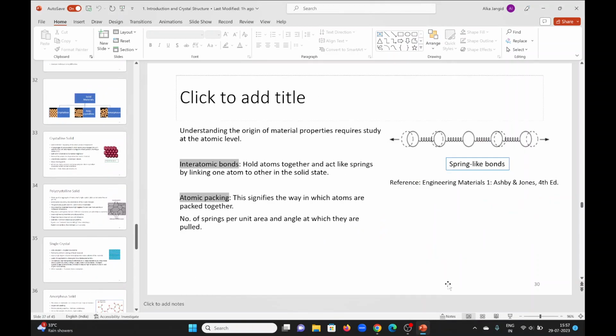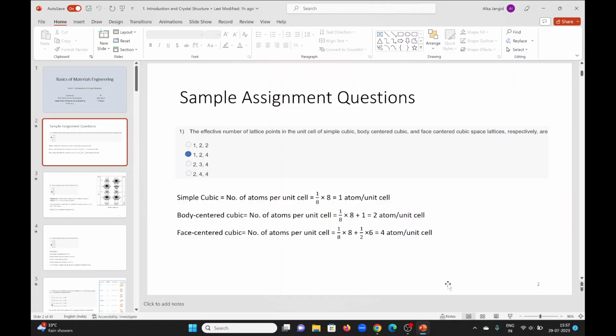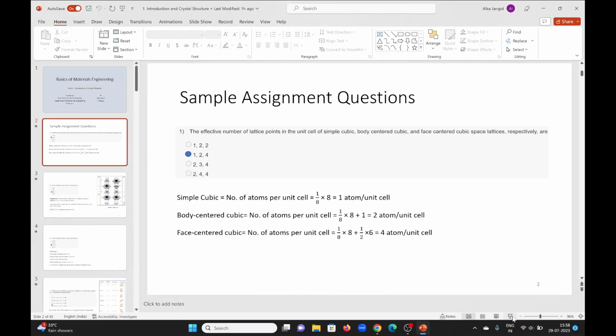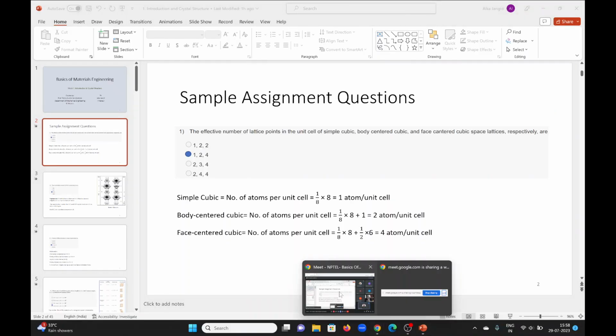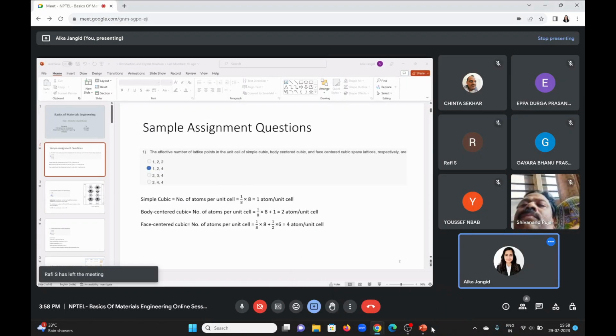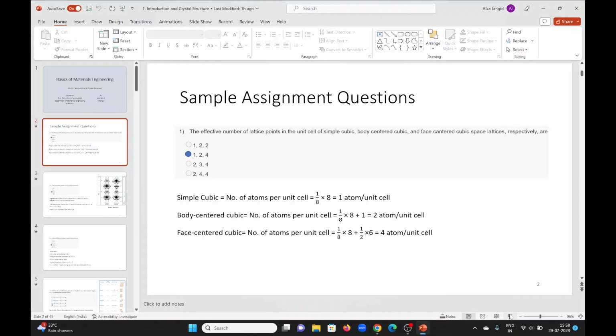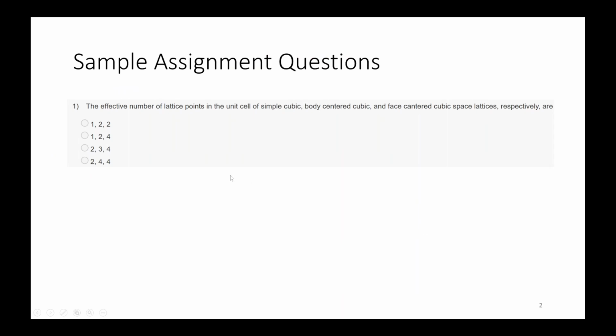Now I'll be repeating the questions. I'll be going through the questions once more. So firstly, the first question was the effective number of lattice points. We calculated it multiple times.